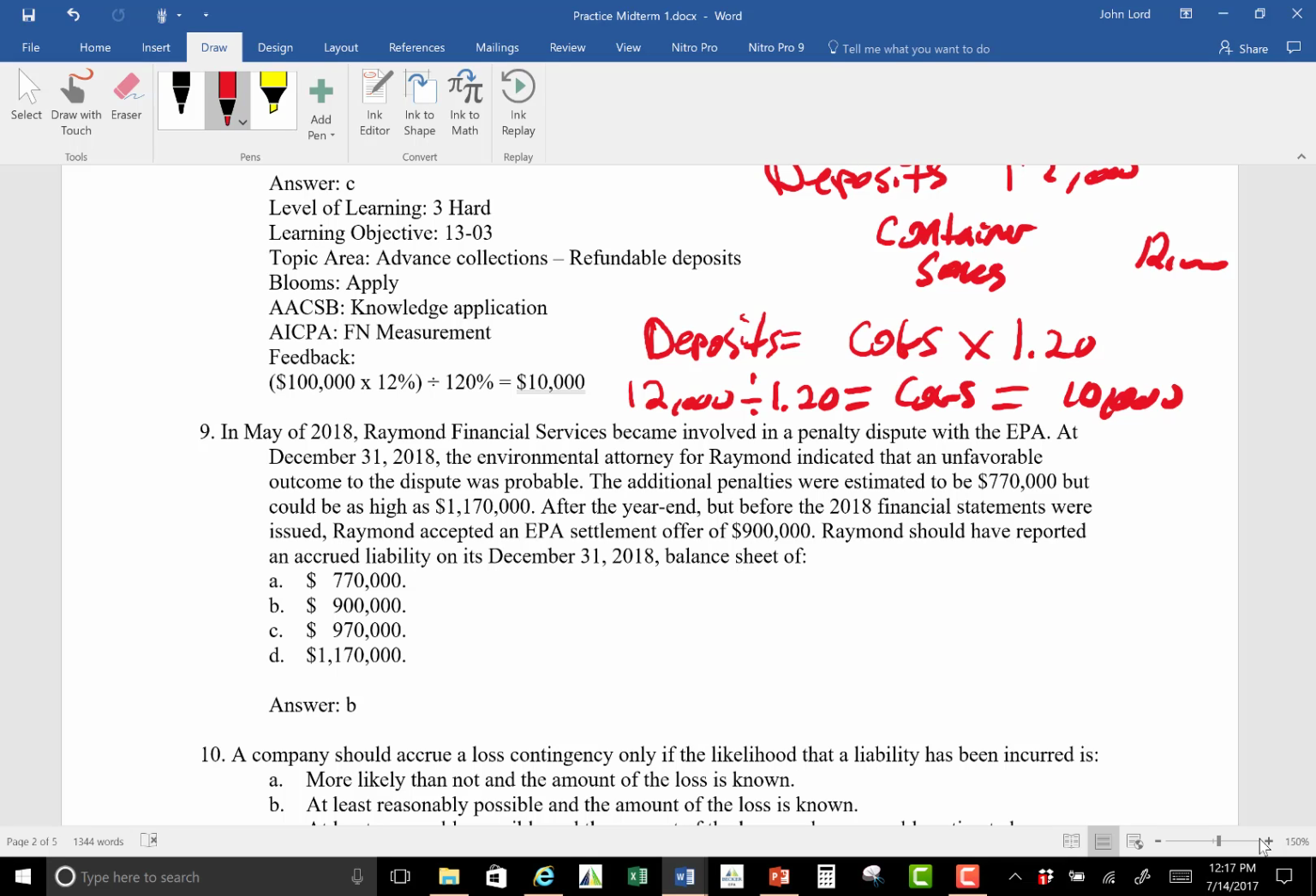And what happened? Even though the additional information didn't come until that subsequent period between the end of the year and the release of the financial statements, it was something that was already in place at December 31st, wasn't it? And now we just have better information. So if that's the case, we need to use that better information, and we should go ahead and accrue and disclose, shouldn't we? Right? Okay. So what should Raymond report as an accrued liability? They'll debit a loss, $770,000. They'll credit the liability for $770,000, right?